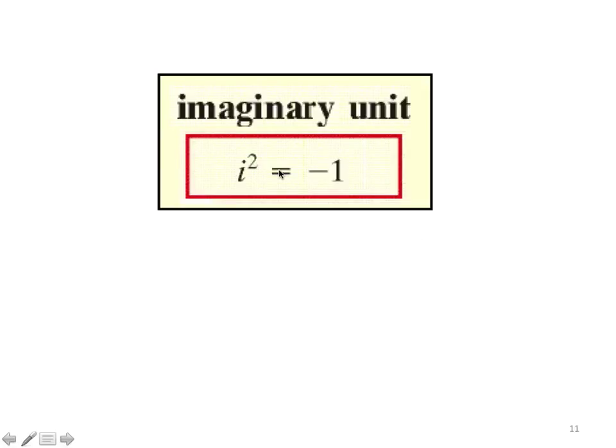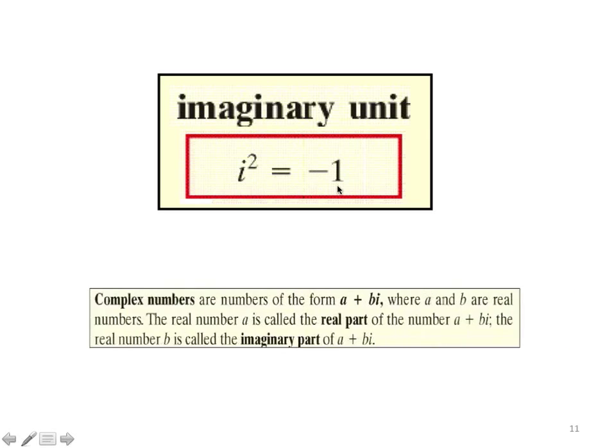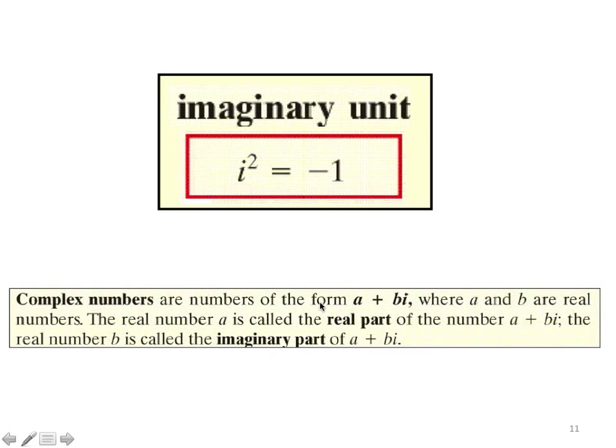Now, one interesting thing about the imaginary unit, hopefully you remember this, is that i squared is negative 1. Complex numbers are always going to be in the form of a plus bi, where a and b are real numbers. The real part, that's your a. And then the imaginary part is the bi part.